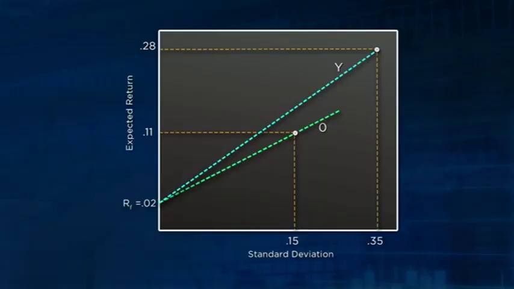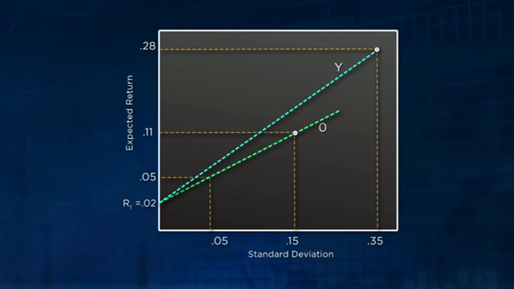Let's say that portfolio Y has a high standard deviation, 35%, and its expected return is also high at 28%. Let's say that O has a lower standard deviation of only 15% and also a lower expected return of 11%. And let's let the risk-free rate be 2%. Let's say that older people only feel comfortable with a level of risk in their wealth of 5%, a standard deviation of 5%. What will older people be able to achieve in terms of expected return if they are only shown the securities that generate portfolio O?